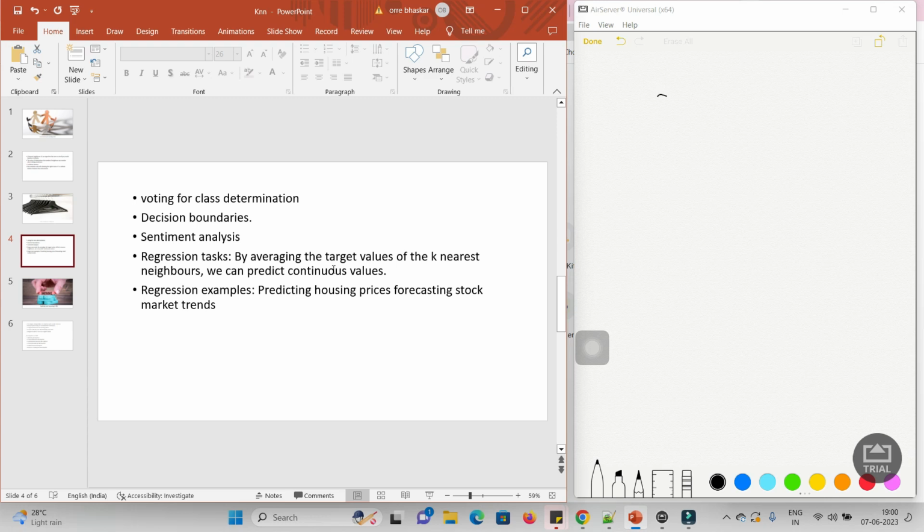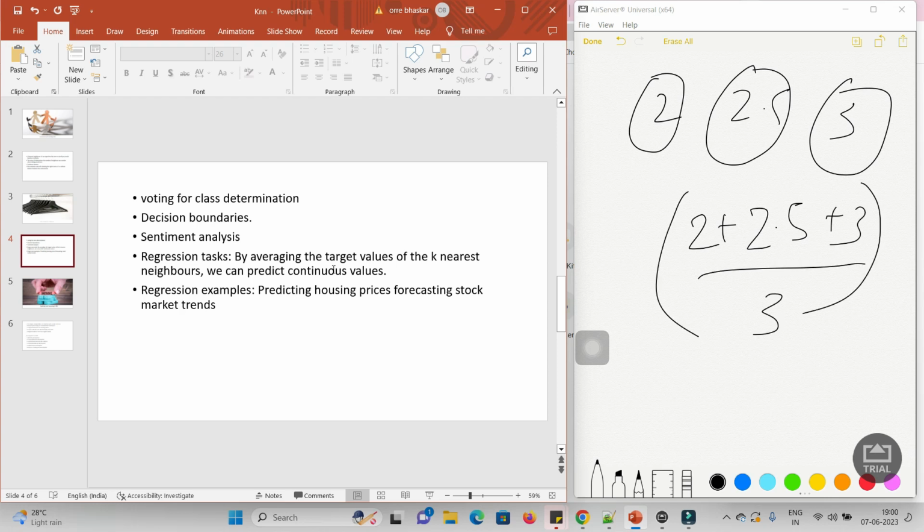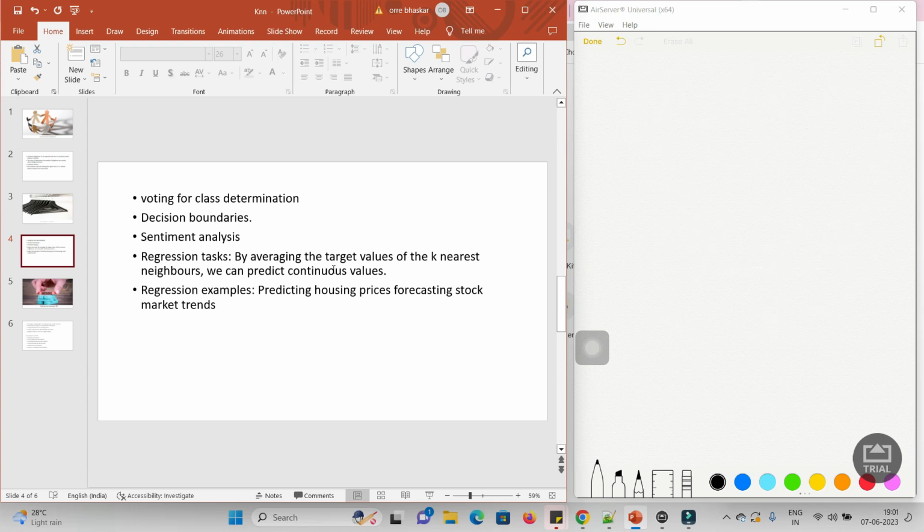Aggregate means if you have points like 2, 2.5, and 3, these are our nearest neighbor outputs. So what will be our output? It's simply the average. This will be the k nearest neighbor output for a regression. In the previous example, we will get either 1 or 0 depending upon maximum voting. But KNN does not stop there. It's playing a crucial role in regression tasks also. As I said, in regression, we're simply taking the average.